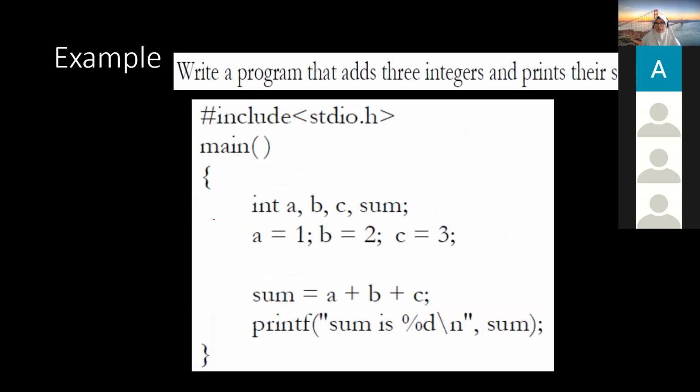Okay, now let's see this one. Example: write a program that adds 3 integers and prints their sum. Okay, so let's try, what is the value of the output? The value is 6. That's easy, right? Because a plus b plus c, 1 plus 2 plus 3: 1 plus 2 is 3, 3 plus 3 is 6. So the output is 6.